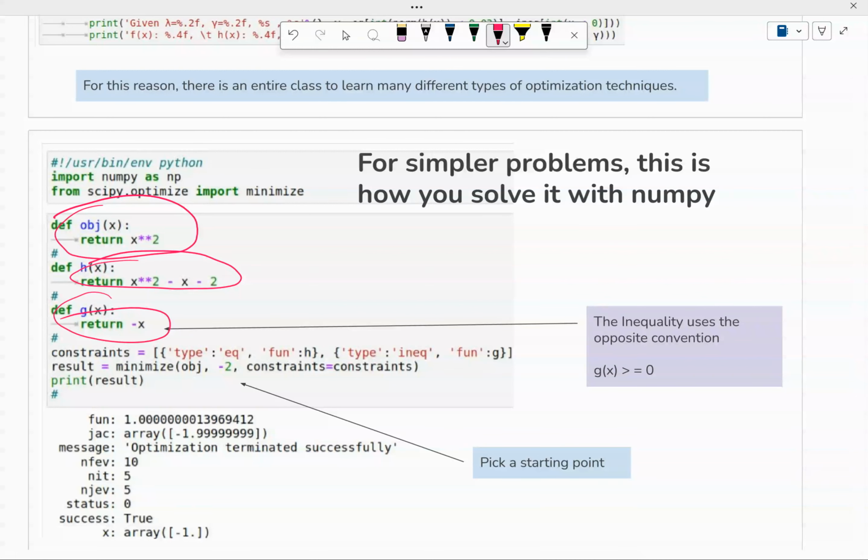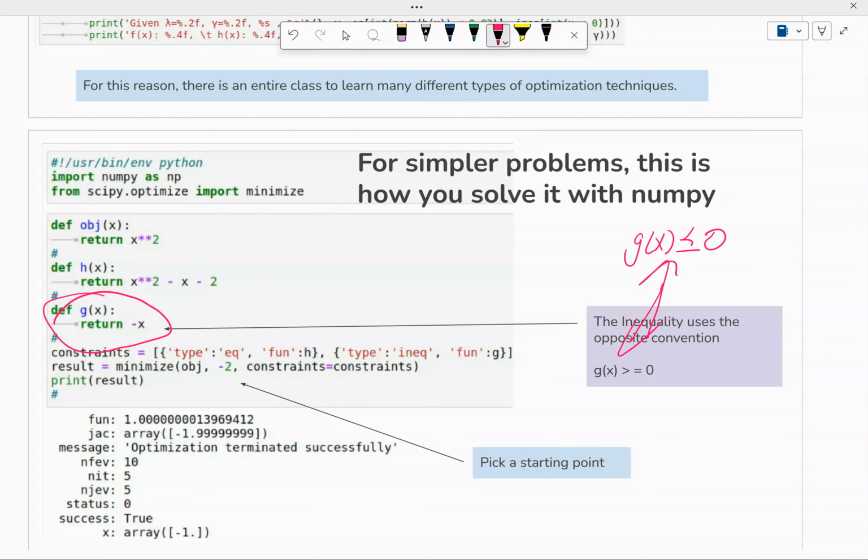Now, I don't know why, but in NumPy, they do the opposite of the standard that I'm used to. The standard is you want the inequality constraint to always be less than 0. That's how it's set up. In NumPy, they set it up so it's greater than 0. A little minor annoyance, but just keep that in mind when you're solving inequality constraints. They set it up differently from the way I taught you. Basically you need to put a negative on it.